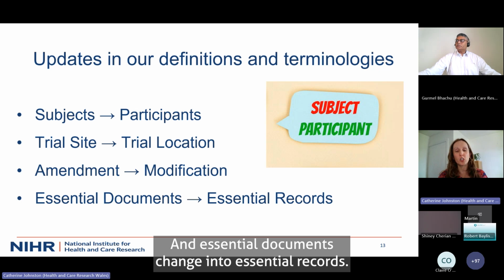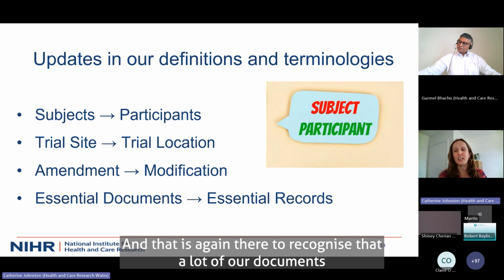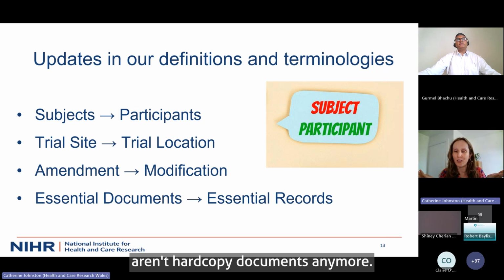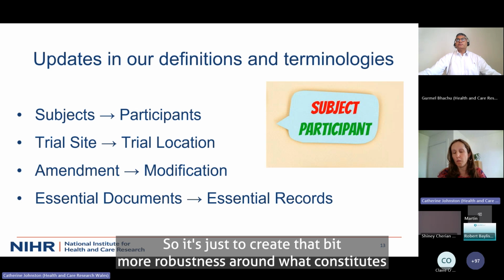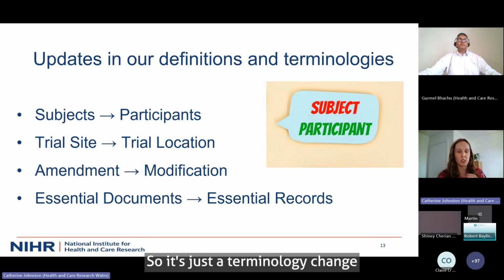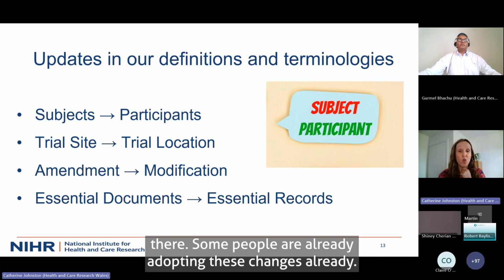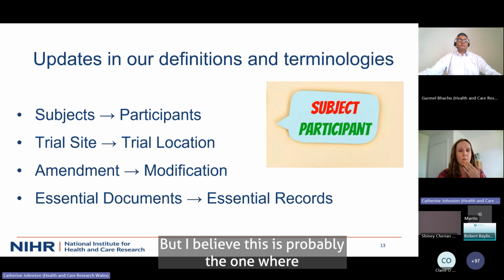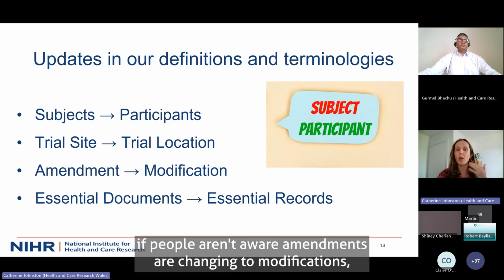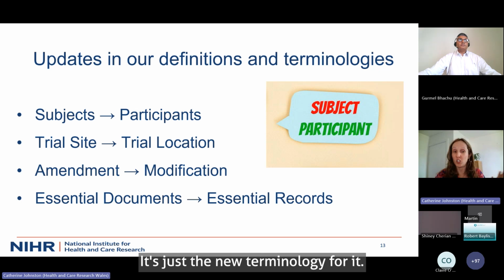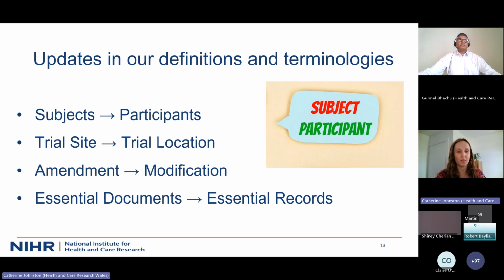And essential documents change into essential records. That is, again, there to recognise that a lot of our documents aren't hard copy documents anymore. They are electronic records. So it's just to create that bit more robustness around what constitutes essential records, essential documents. So it's just a terminology change there. Some people are already adopting these changes, so it's useful to bring it in. But I believe this is probably the one where, if people aren't aware that amendments are changing to modifications, you might get worried it's something new. It's just the new terminology for it.